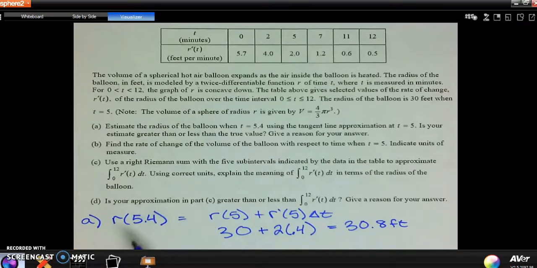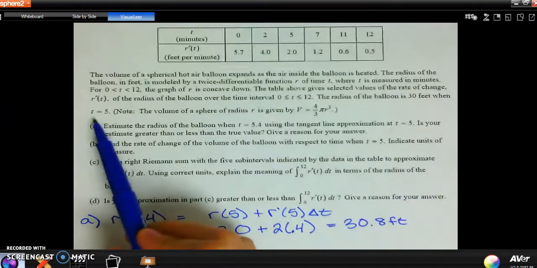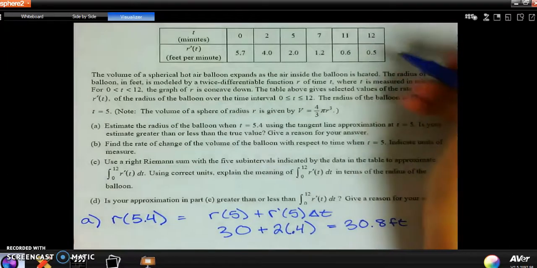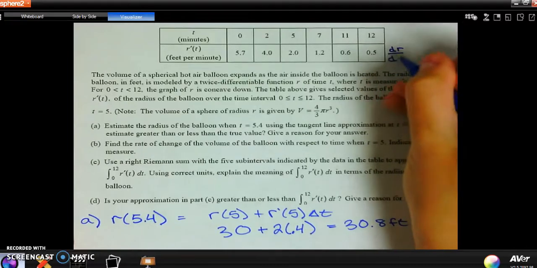So what we want to do is we know the radius at 5. It was given in the problem. So the radius of the balloon is 30 feet when t equals 5. So at 5, it was 30. But now I need to take into account what's happening with that extra 0.4. So we're going to add the change when the radius is 5 over that amount of time. So dr dt, basically I might go back and label this as my change in radius over time.